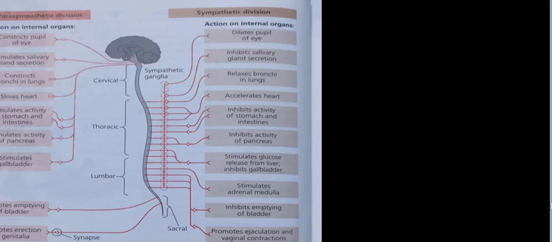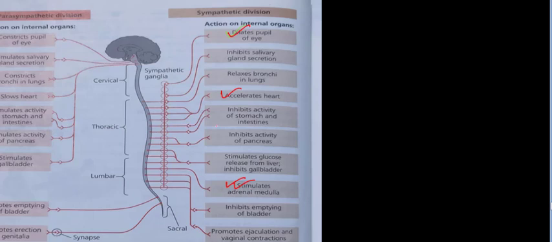Okay, so what are the functions of the sympathetic division? The sympathetic division is mainly excitatory, so it dilates the pupil of the eye. This is an important point. It also inhibits salivary gland secretion, relaxes the bronchi of the lungs and accelerates the heart. I am highlighting only those regions which are important. It inhibits the activity of the stomach and intestine, inhibits the activity of the pancreas, stimulates glucose release from the liver, inhibits the gallbladder, and stimulates the adrenal medulla. This is important.